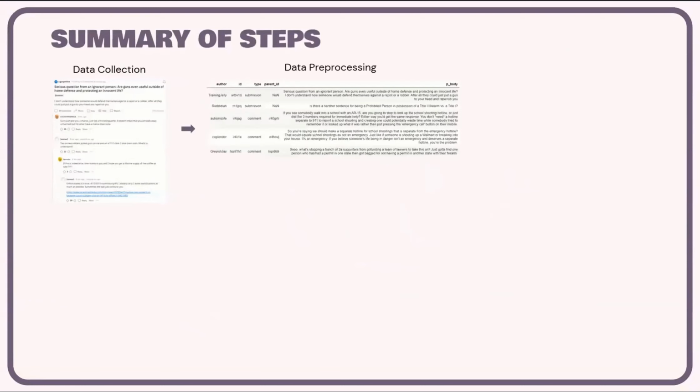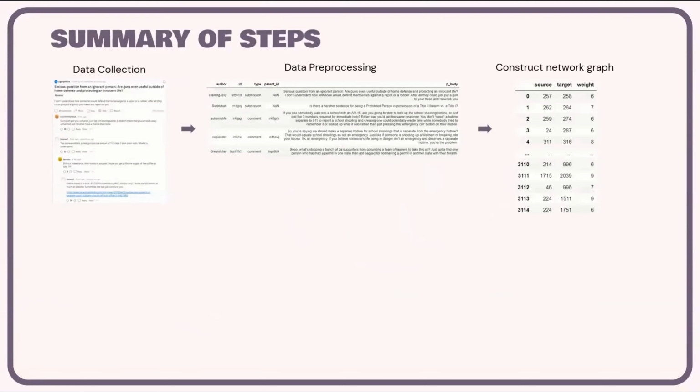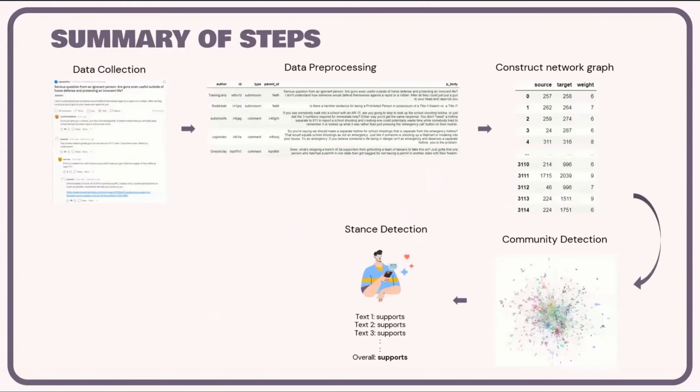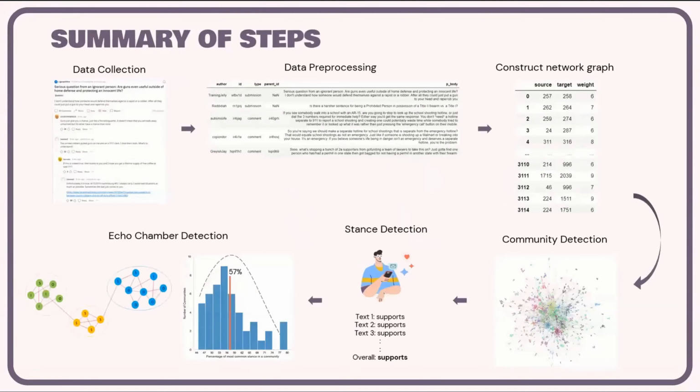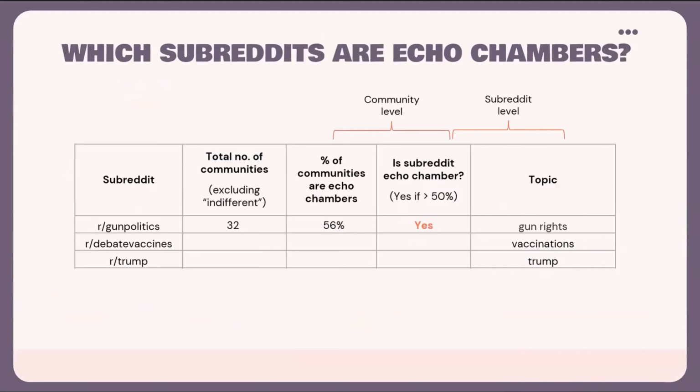Here's a summary of the 6 steps that I've explained. First, data collection, data preprocessing, constructing network graph, community detection, stance detection, and then echo chamber detection at the community then subreddit level. Next, we'll move on to the results.